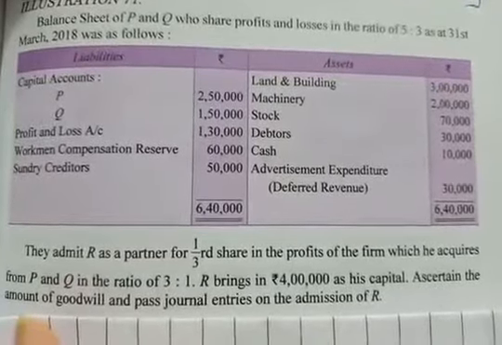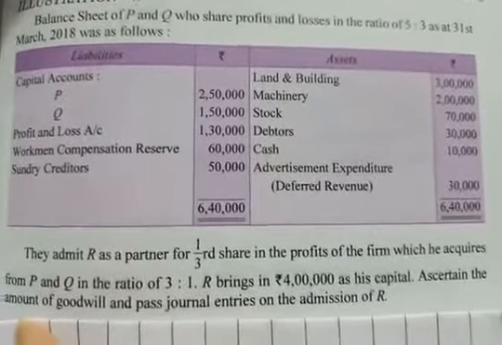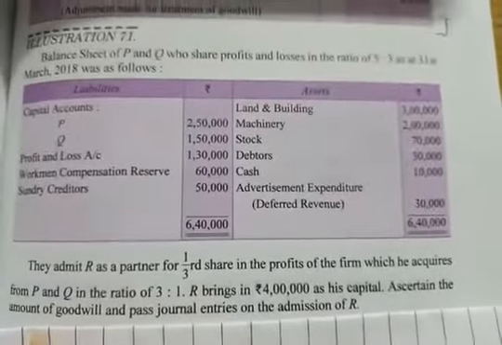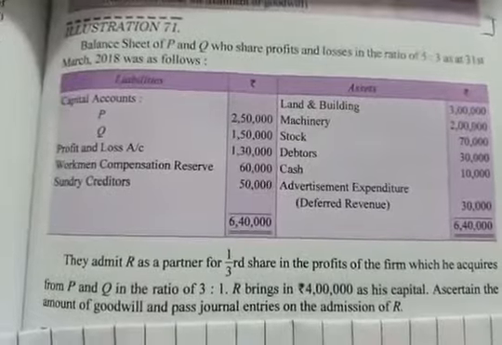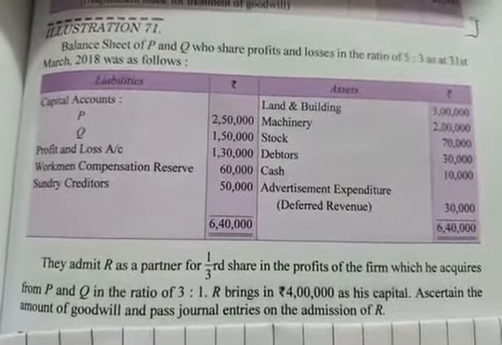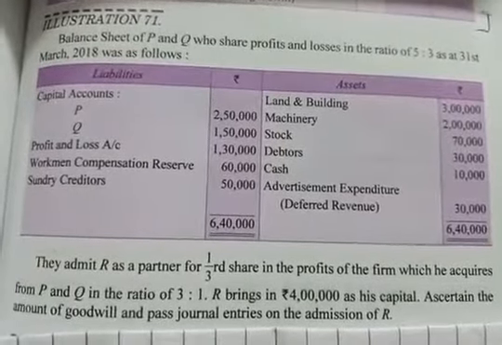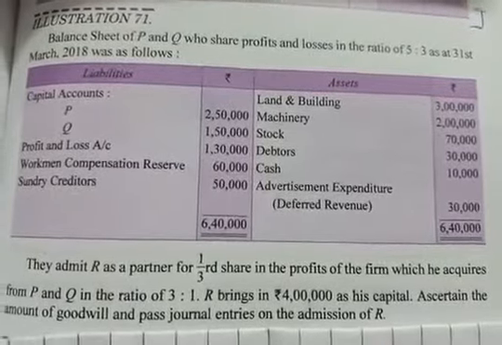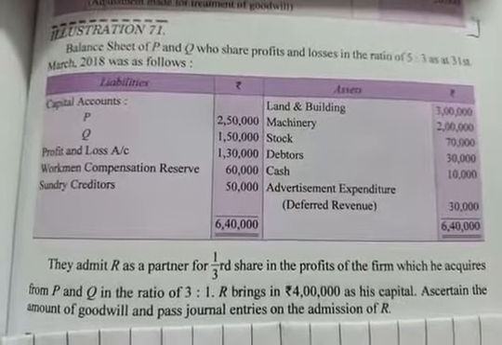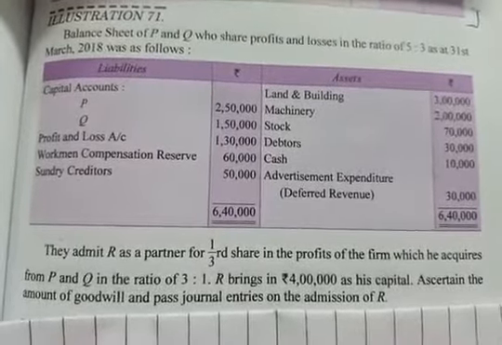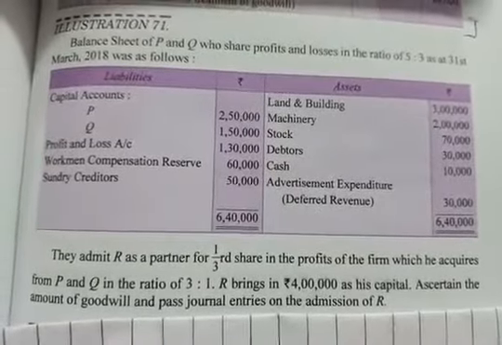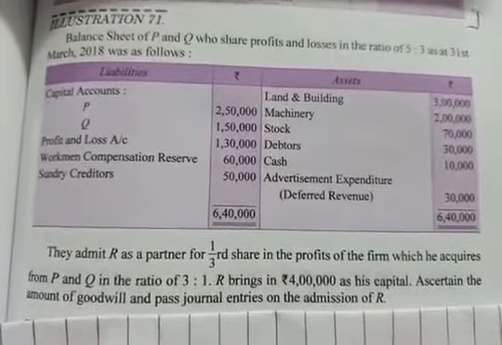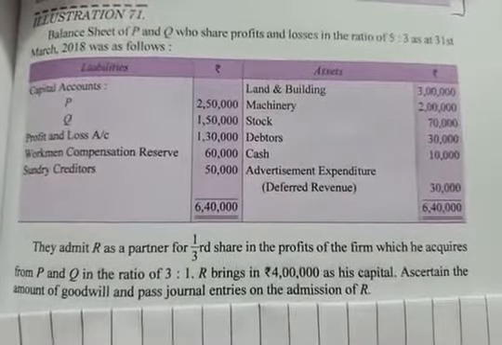We have already discussed calculation of hidden goodwill. Now see this problem. In this problem, they told us to ascertain the amount of goodwill which is hidden and pass journal entries on the admission of Mr. R. P and Q are partners. Their old profit sharing ratio is given here, 5:3.